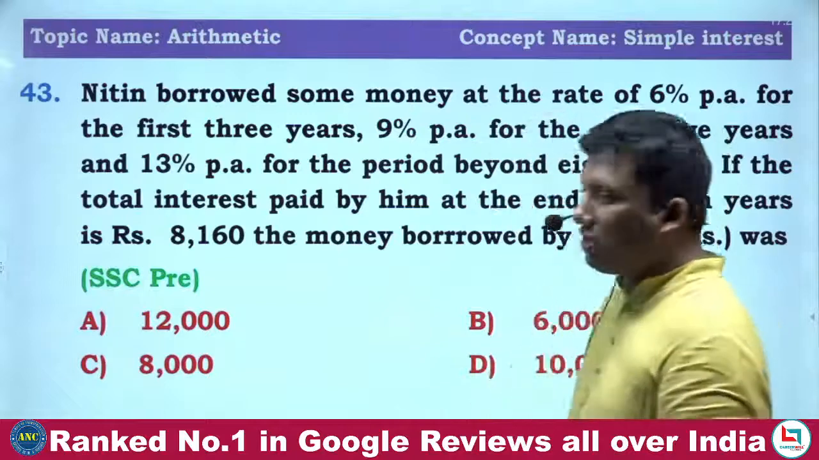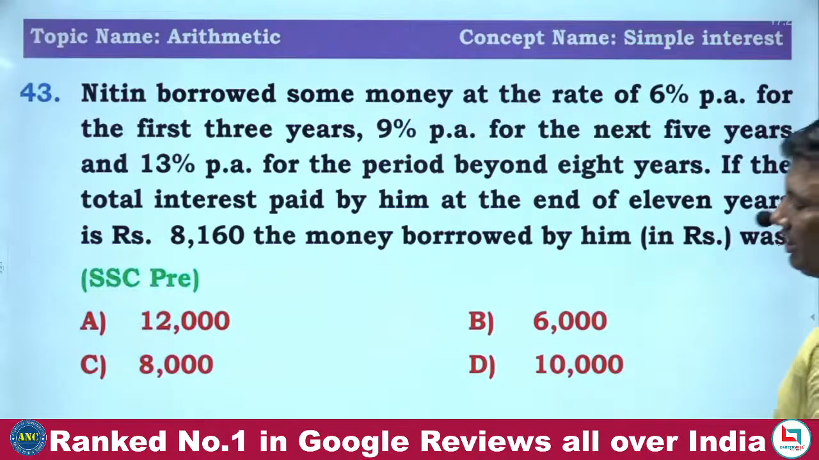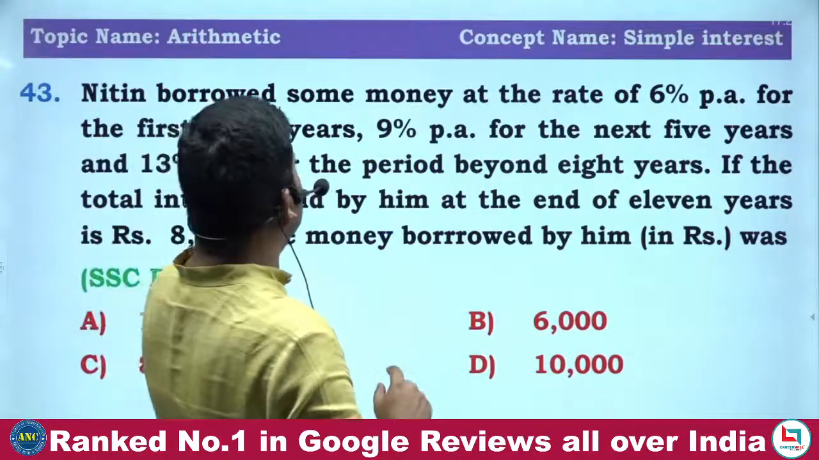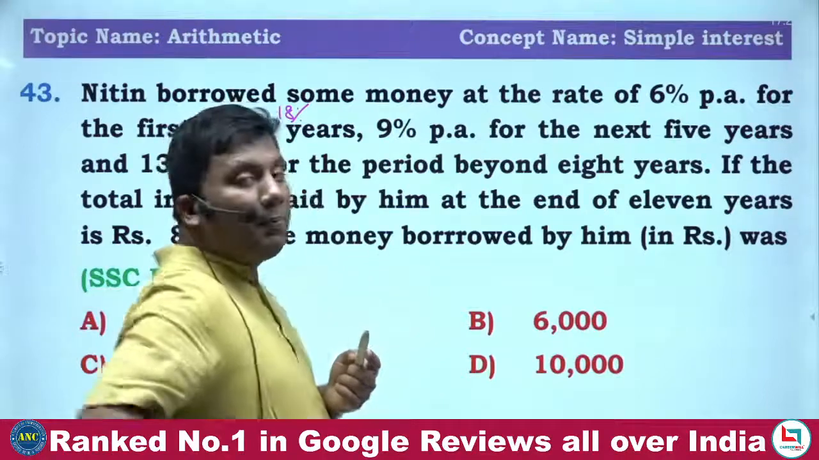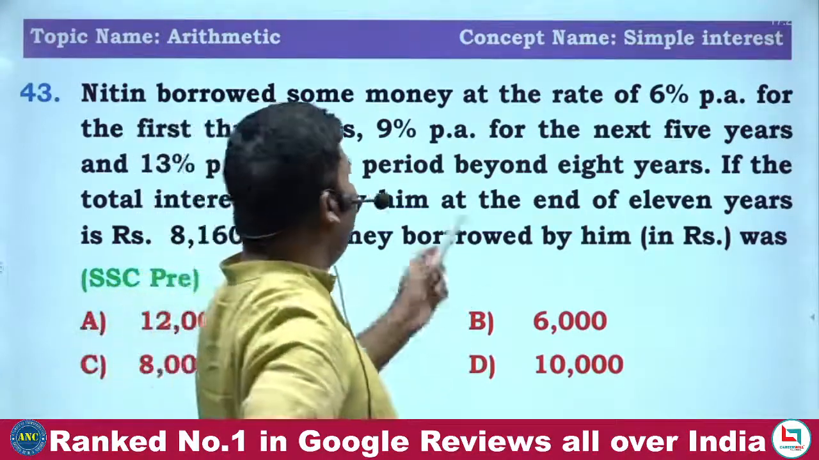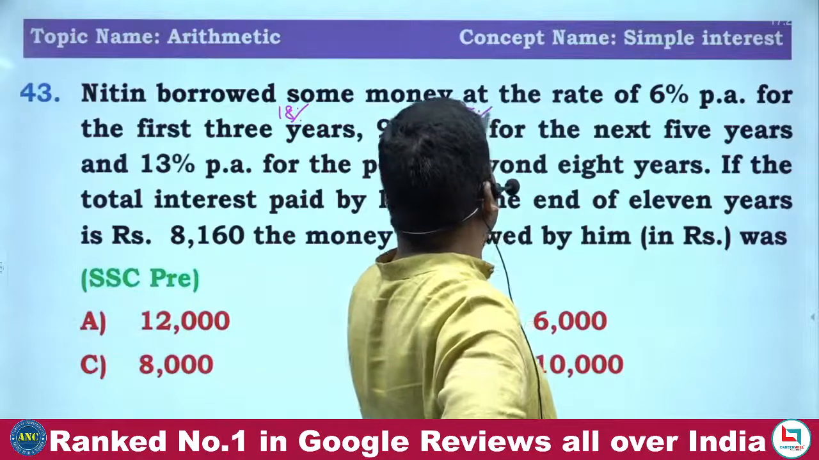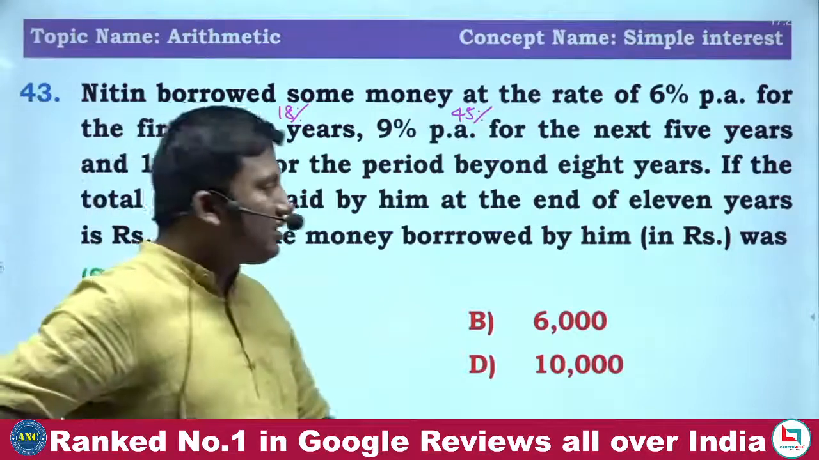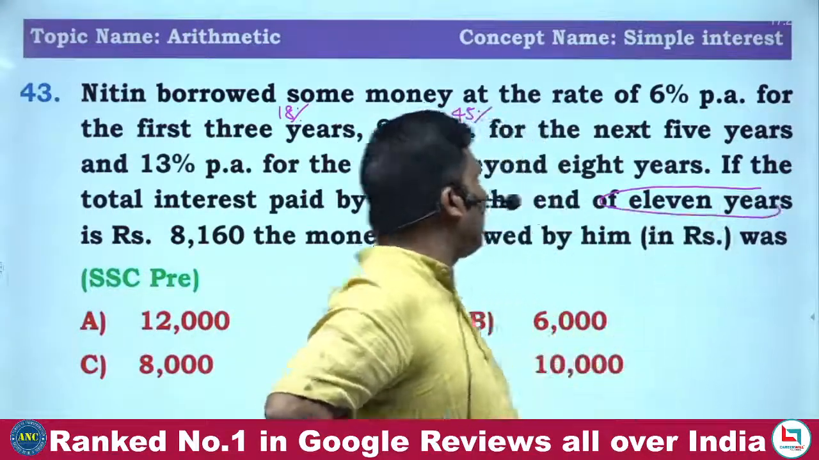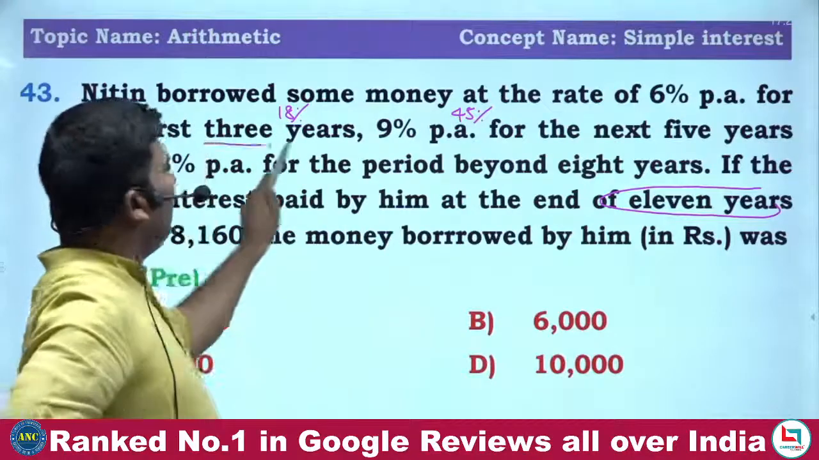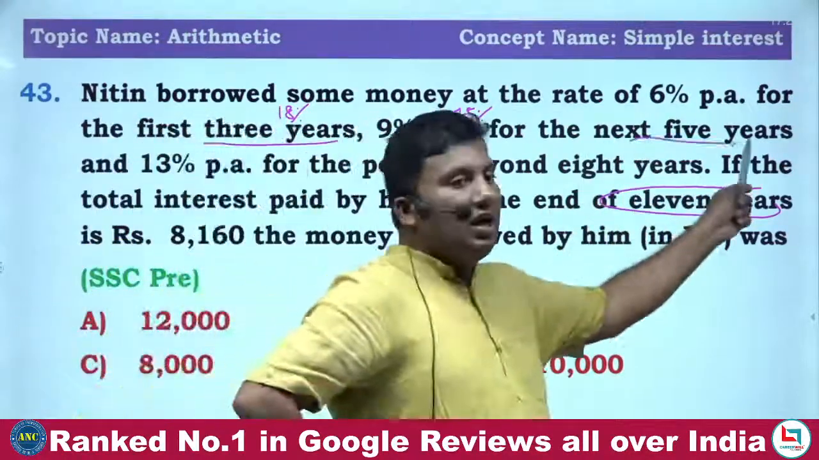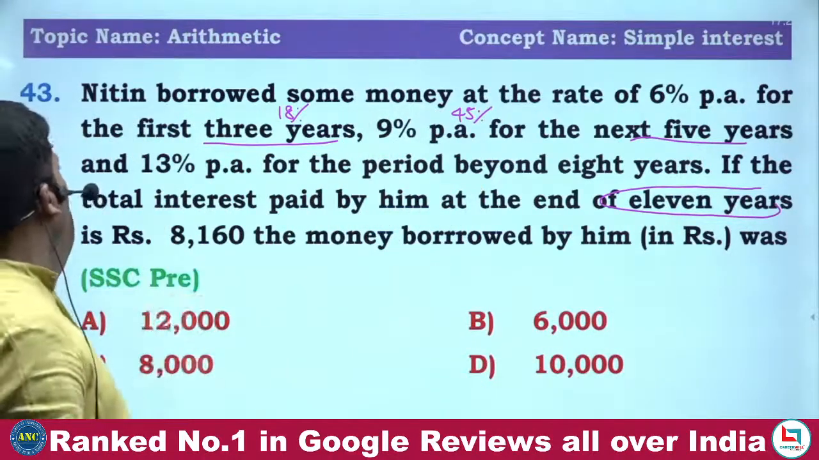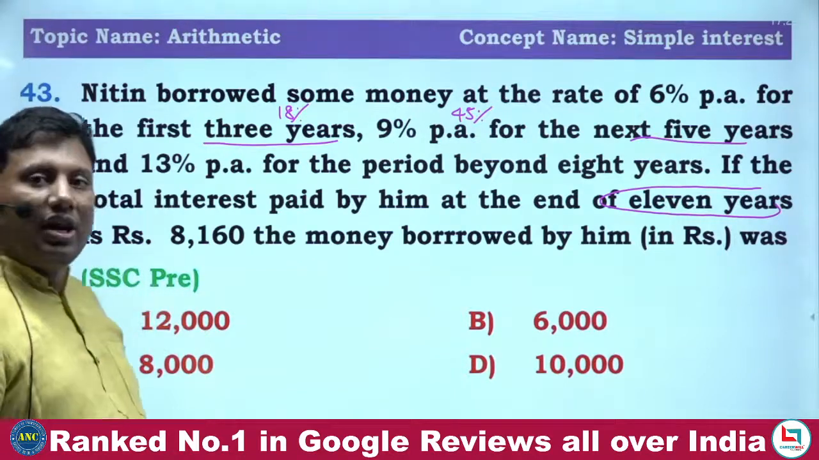Similarly, 43rd question. Nitin borrowed some money at the rate of 6% per annum for first 3 years. First 3 years it is 6, it is 18. 9% for the next 5 years. Every year 9, it is 45. And 13% beyond 8 years. Totally how many years are there? Totally 11 years are there. How many years are over? Here 3 years are over. Here 5 years are over. 3 plus 5, it is 8 years are over. Remaining 3. Remaining 3, it is 13. It is 39. Are you all with me?